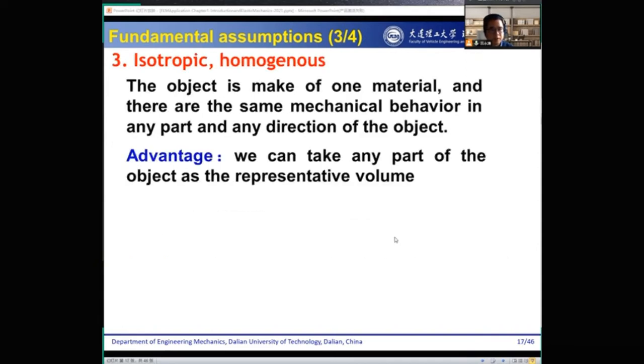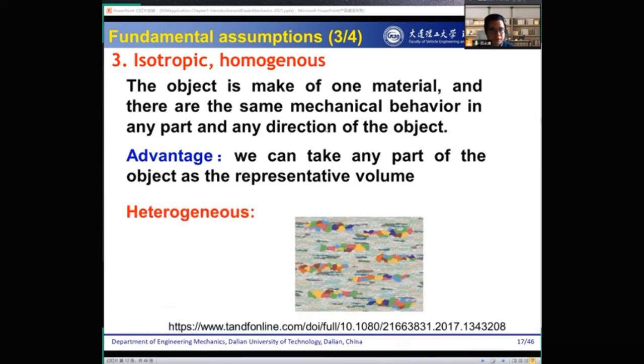The third assumption we make is isotropic and homogeneous. So we assume the object is made of one material, and has the same mechanical behavior in any part and any direction of the object. The advantage of this assumption is we can take any part of the object as the representative volume. So the isotropic homogeneous material is the simplest case for the analysis.